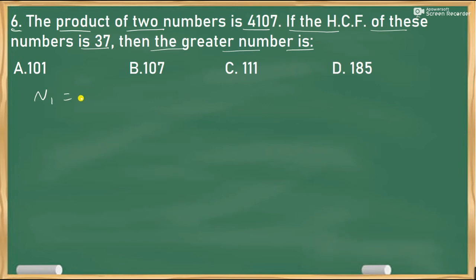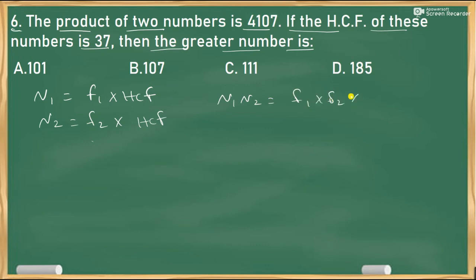We already know that N1 is nothing but F1 into HCF, where N1 is any number, F1 is the factor, and HCF is the highest common factor of any two numbers. And N2 can be written as F2 into HCF. Clear? Now, F1 and F2 are always co-prime. Clear? Now from this, I can write N1 into N2 equal to F1 into F2 into HCF square.